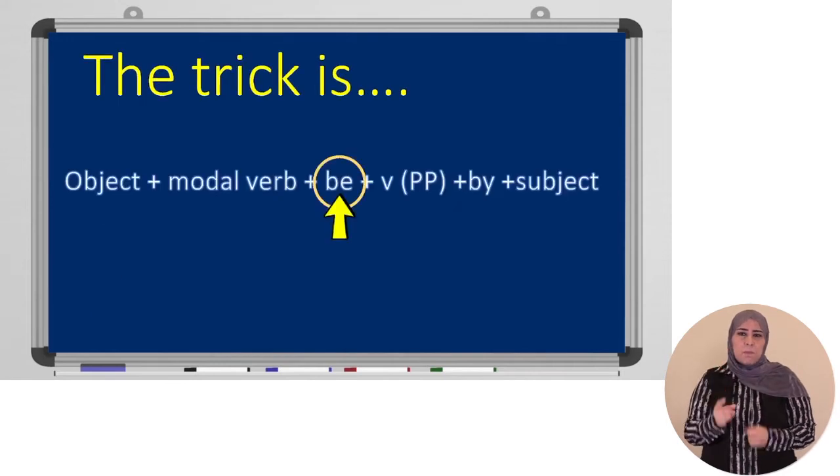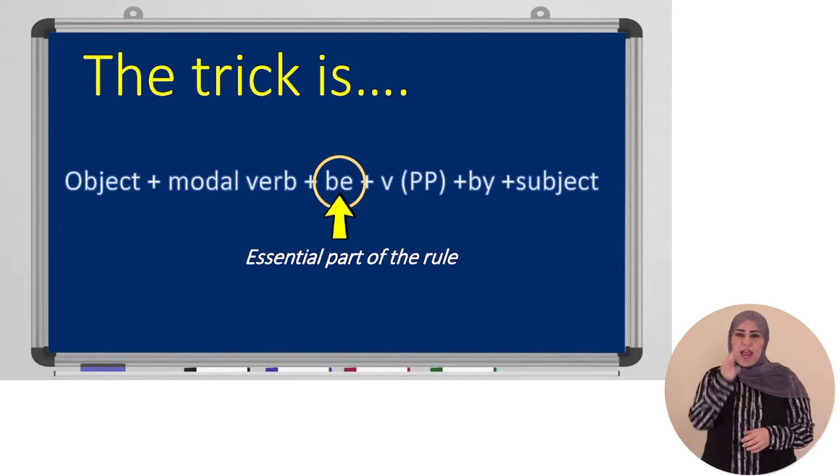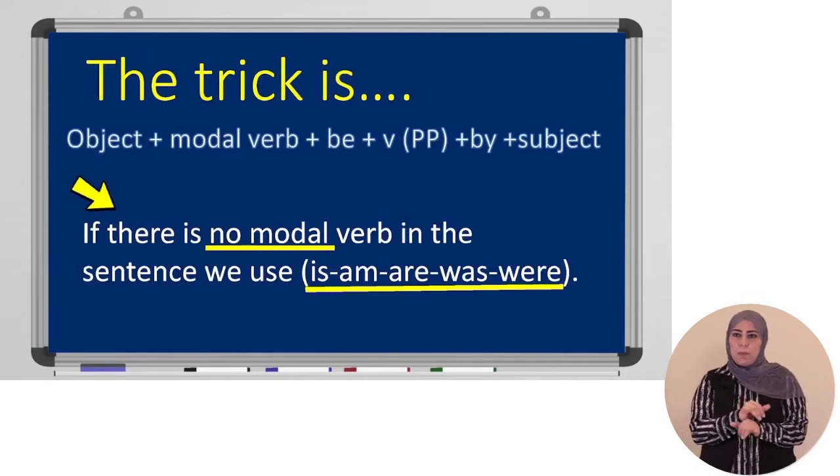Let's look at the trick. I'm going to give you a trick that will help you when it comes to the passive. The verb to be is an essential part of the rule. In this equation, the verb to be is essential. It should always be there. So, if there is no modal verb in your sentence, we simply replace the verb to be with either was, were, is, are, based on the tense of the verb and the object. And we'll see some examples on that.